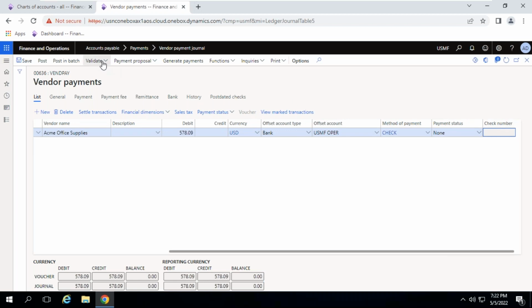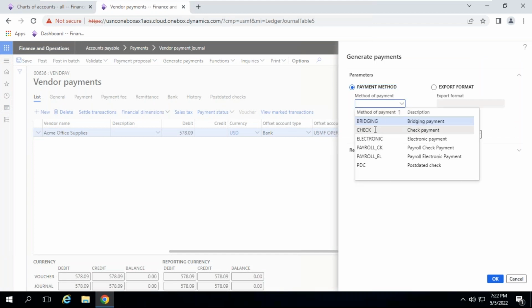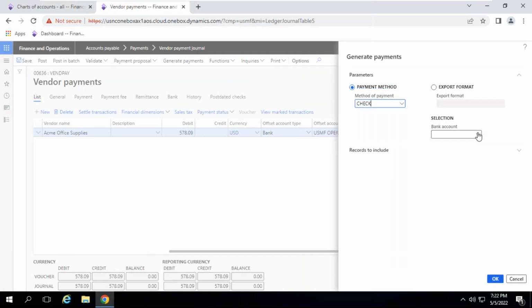This payment status will always be none. If you generate the check, it will change. I'm going to show you. You cannot enter it manually; you need to click on generate payments. Select the method of payment check, and the bank account, offset account type bank, USMF operations. Now if you click OK, the check number comes automatically.